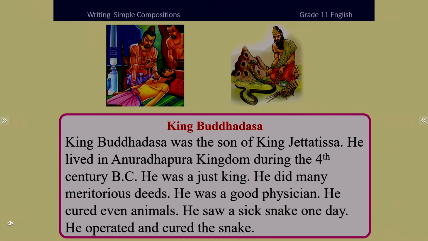He was a just king. He did many meritorious deeds. He was a good physician. He cured even animals. All these are extra information or more details we are including in the paragraph. And then when it comes for curing animals, we are including a small incident as well. He saw a snake one day. He operated and cured the snake.